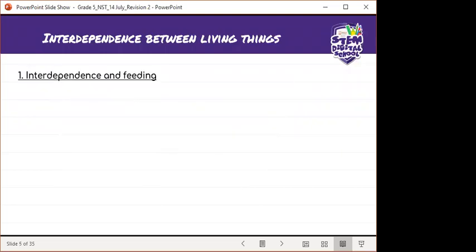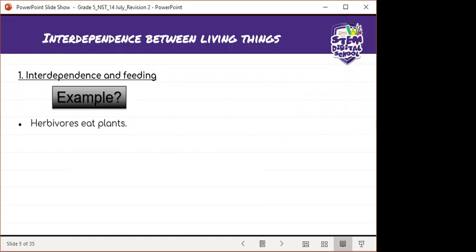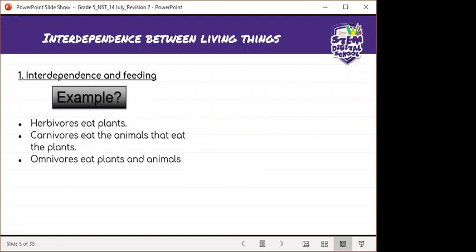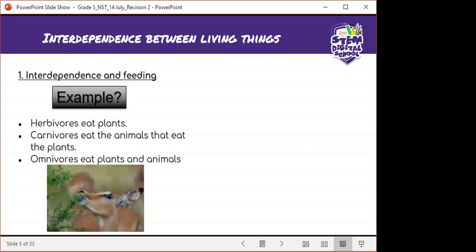The first interdependence between living things is interdependence in feeding. We had examples of how herbivores eat plants, other animals eat other animals, and other animals eat plants as well as animals. We gave examples of omnivores, carnivores, as well as herbivores. Here we have an example of a herbivore.